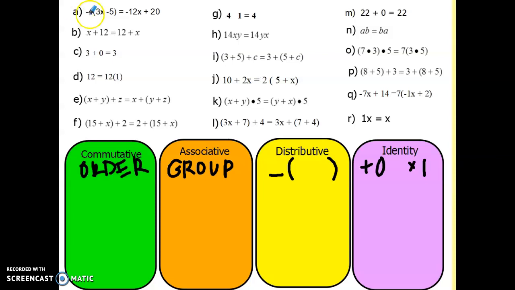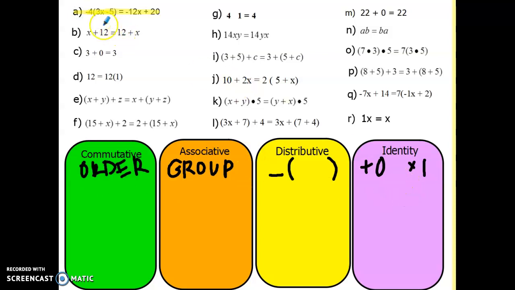Hopefully you're thinking distributive. Here is my distributive portion. -4 times 3x gives me -12x. -4 times -5 gives me a +20. So this is going to be a yellow. It's going to be distributive. I'm just going to go through and highlight given the colors that we have down here below.